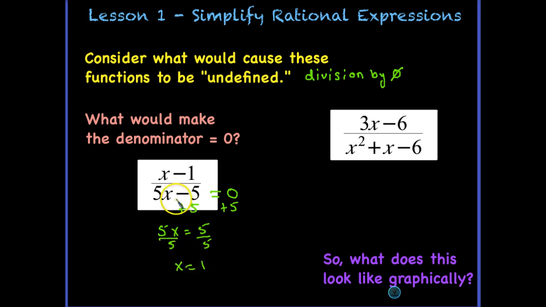So if x is 1, my denominator will equal 0. And you can try it and see. If you plug in a 1 here, you get 5 times 1 is 5, and 5 minus 5 is 0. We don't want that. So when we're writing our domain, what we need to say is that every x works except for 1. So I'm just going to write that x cannot be equal to 1. And that's all I have to do to write my domain.